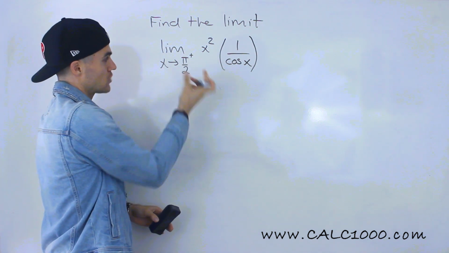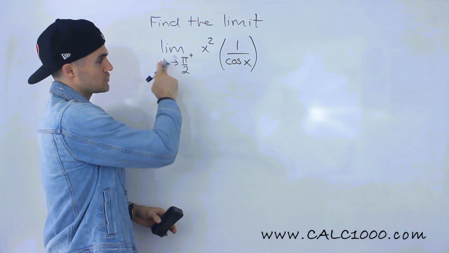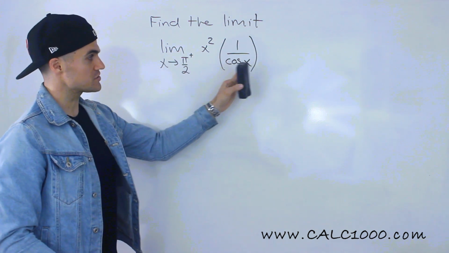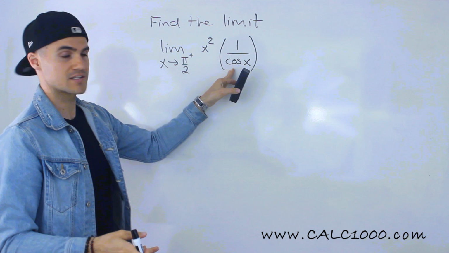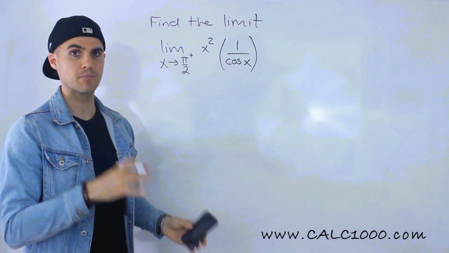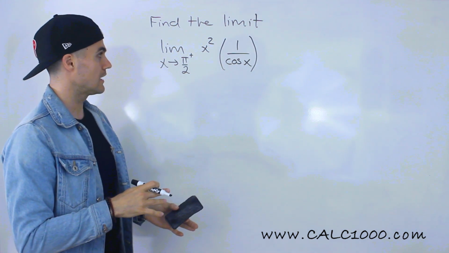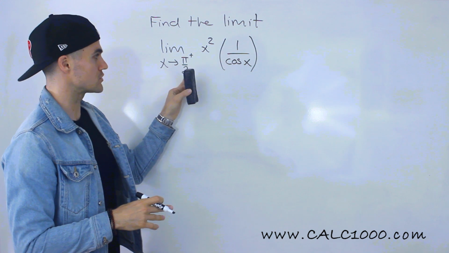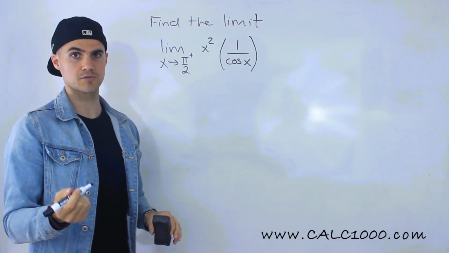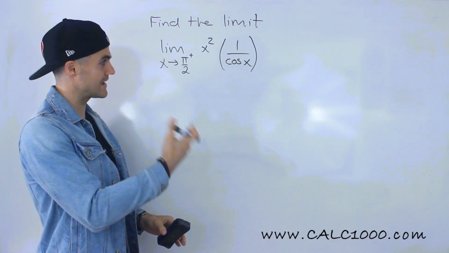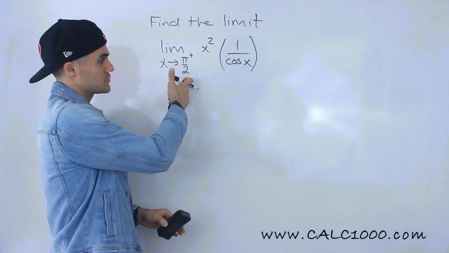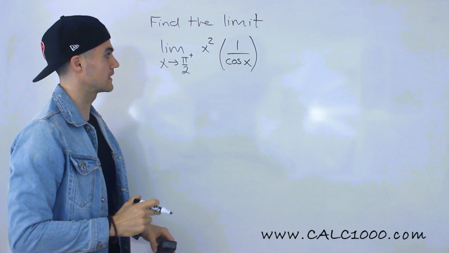So notice that if we try to plug in pi over 2 here, cos of pi over 2 is going to be 0, and then we're going to have 1 divided by 0, which would be undefined. So we can't make a direct substitution. And so we know at that x value of pi over 2, there's going to be a vertical asymptote. So we basically have to see what's happening to the y values as we approach that x value of pi over 2 from the positive side.